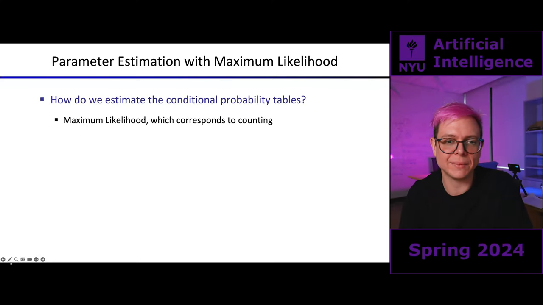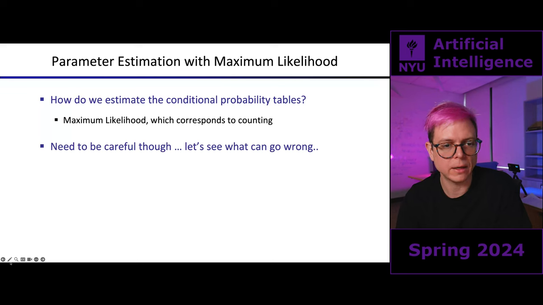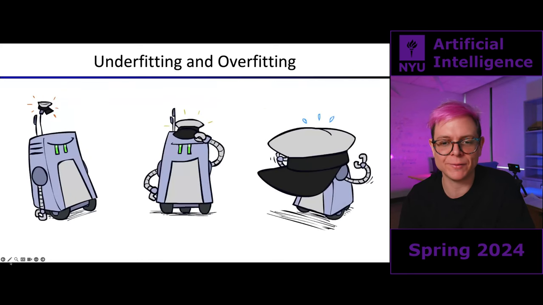All right, sweet. So how do we estimate the conditional probability tables? Oh yeah, maximum likelihood, which corresponds to counting. We just saw that. Sweet. We need to be careful, though. Why is that? Let's figure out what can be going wrong. Something can be going very wrong.